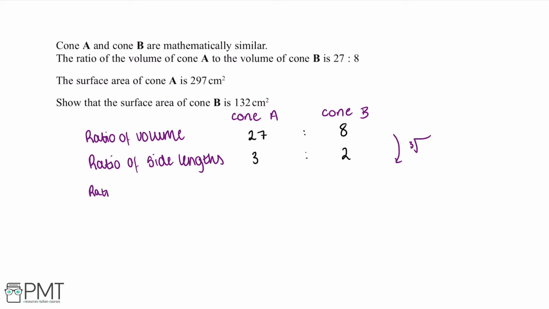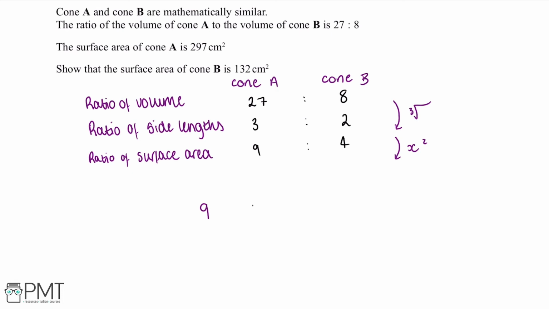Now in order to do this question, we'll need to know the ratio of the surface areas. And in order to do this, we'll need to square all the terms. So 3 squared is 9, and then 2 squared is 4. So what this means is the surface area of cone A to the surface area of cone B is in a ratio of 9:4.